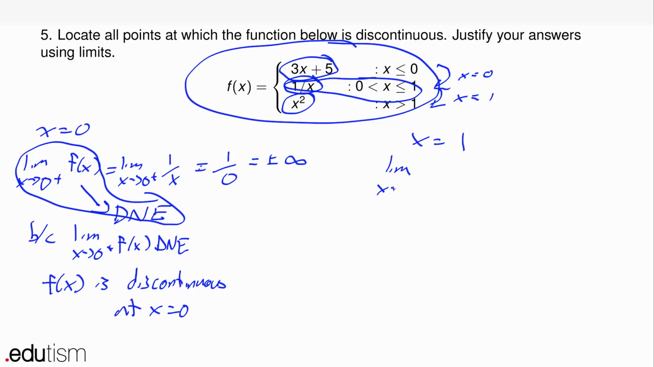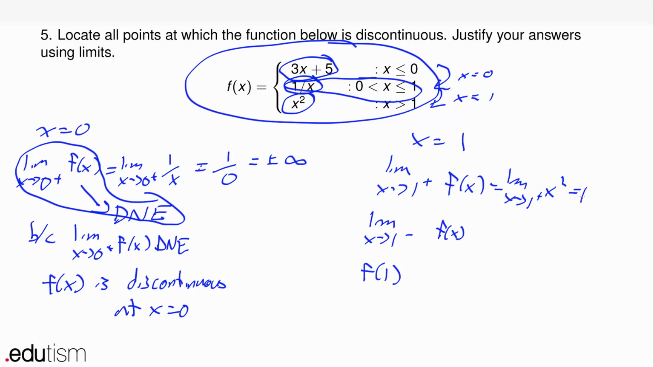Next, I've got to check x equals 1. So I'm going to do the limit as x goes to 1 from the right, the limit as x goes to 1 from the left, and f of 1. So if I'm approaching 1 from the right, I'm a little bit bigger than 1, I'm going to use that last formula, which is x squared. Plug in 1 for x, I get 1 squared, which is 1. If I do the limit as x goes to 1 from the left, I'm going to use this formula. It's going to apply when x is a little bit smaller than 1. So I'm going to have the limit as x goes to 1 from the left, 1 over x. Plug in 1, I have 1 over 1, which also gives me 1.